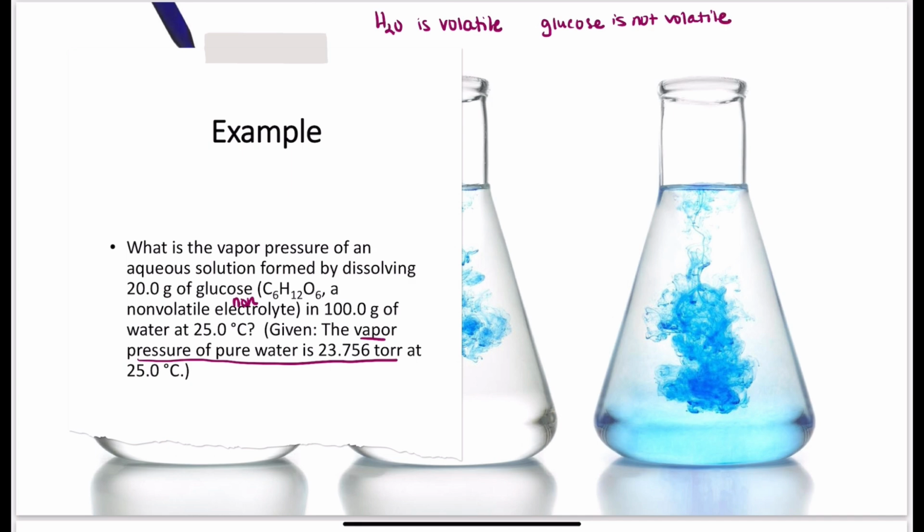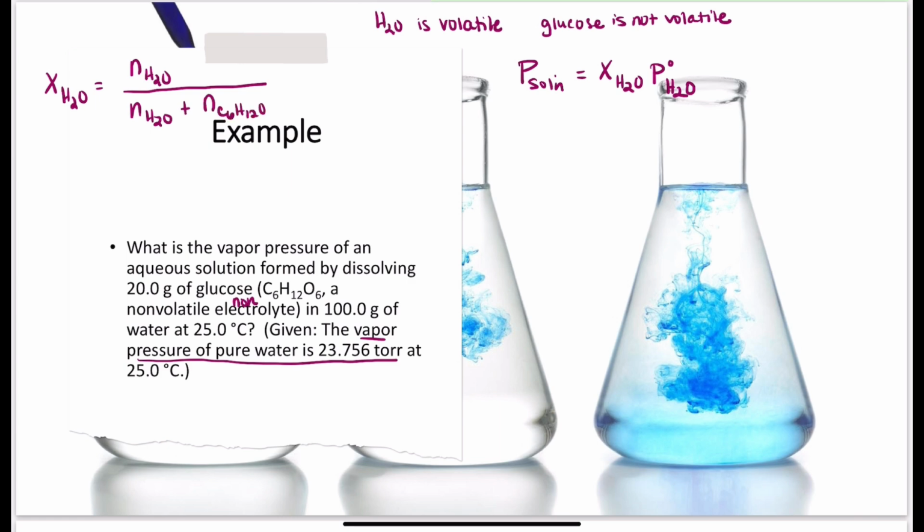So when I look at my thing, the pressure of my solution is going to be equal to my mole fraction of water times the pure vapor pressure of pure water. I need to figure out my mole fraction. So again, my mole fraction of water is equal to the number of moles of water divided by the total number of moles of the solution. Number of moles of water plus the number of moles of glucose.